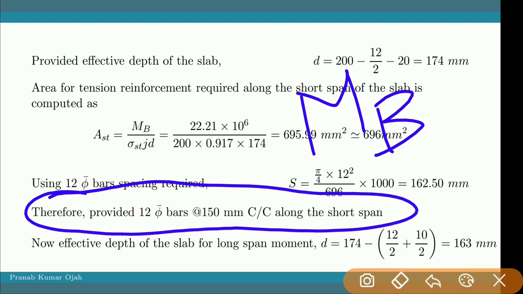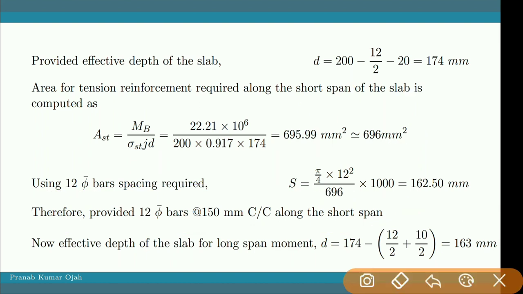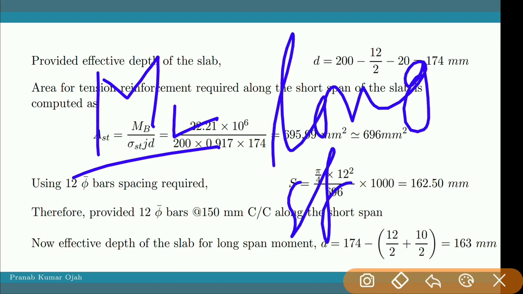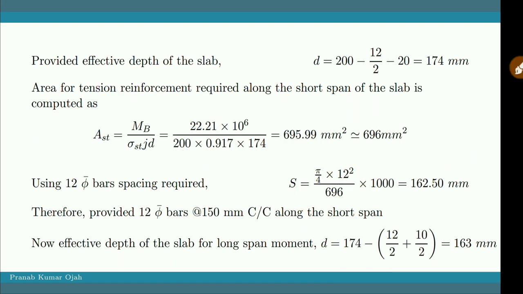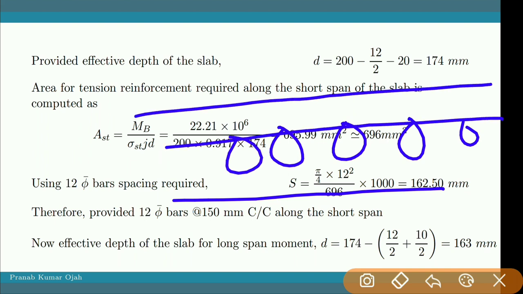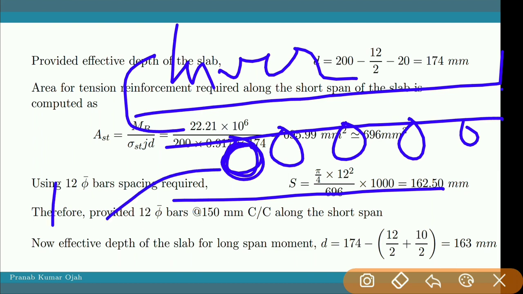Next, we are going to provide the reinforcement to satisfy the other moment ML, and that reinforcement will be provided along the long span. As the short span moment is more, the long span moment is less. So the reinforcement due to the long span moment will be above the short span reinforcement. Is it clear? The reinforcement due to the higher moment is at the bottom, and the reinforcement due to the lower moment is at the top.